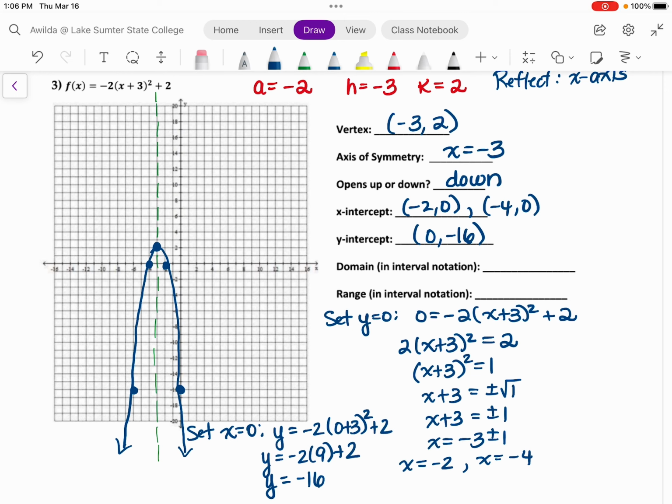The domain, as always, with quadratic functions is the set of all real numbers. And the range goes from -infinity up to the highest observed value of y, which is +2, and that is included.